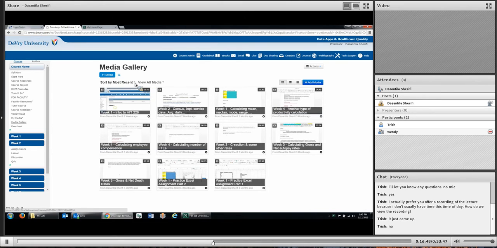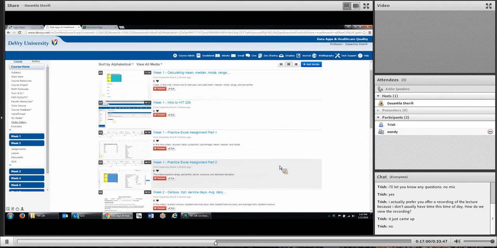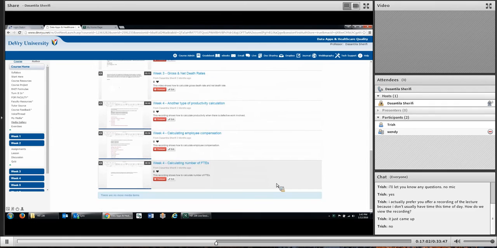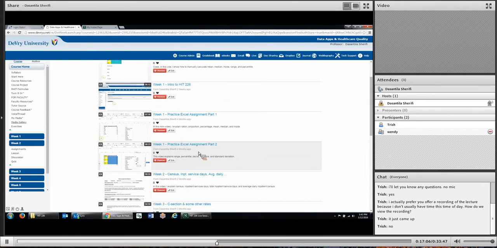You could sort by alphabetical or by most recent. You could change this to maybe a detailed view like this, and it makes it easier to scroll and see. All right, so what do we have? There were a bunch of videos that pertained to week 1. The practice Excel assignment was there, part 1 and part 2.